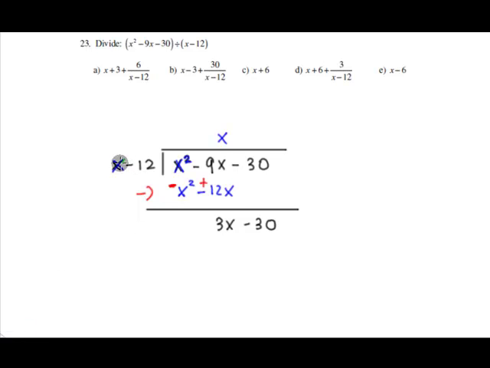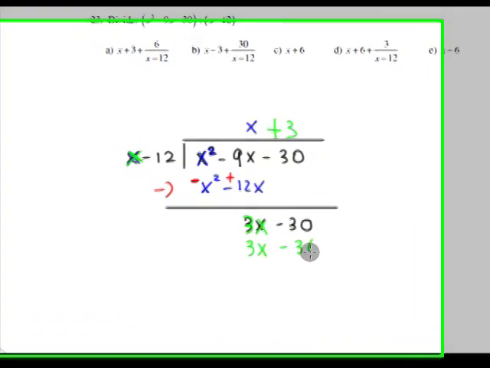So I will ask myself, x times what will give me 3x? Well, I guess we agree that it will be 3. Now don't forget a sign. You want exactly identical, so it has to be a positive 3. So 3 times x will give me 3x. 3 times minus 12 is negative 36.